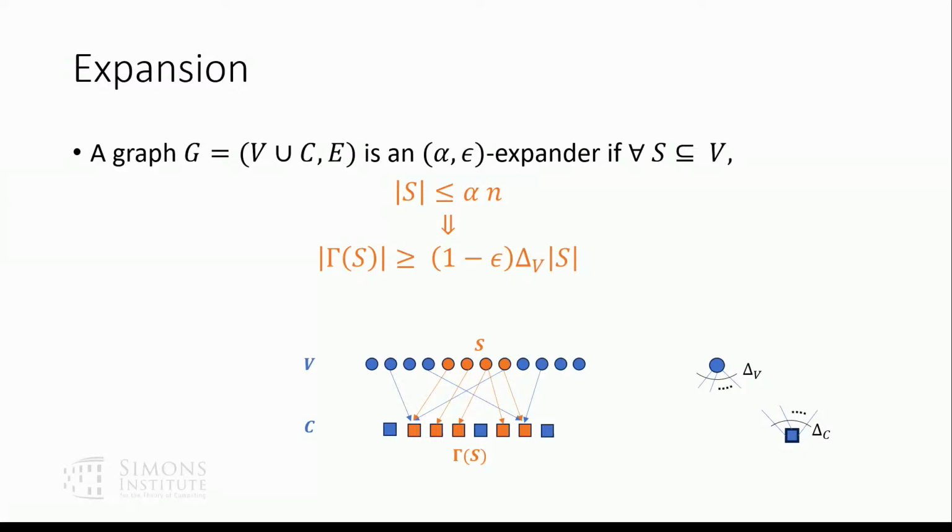And random graphs satisfy it, but also there are explicit constructions that satisfy it. And it is bidirectional if the same also holds from the C direction to the V side. So if we also have a set here, we want it to also expand with nearly the best possible, (1 minus epsilon) times the best possible.